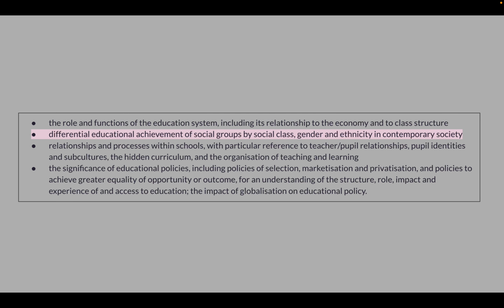So this is the specification for education. And today we're going to be going through the one highlighted, which is differential educational achievement of social groups by social class, gender and ethnicity in contemporary society. This video will focus on the social class aspect of this, which would be about 1 or 2 paragraphs of a 30 marker and maybe a full 10 marker.